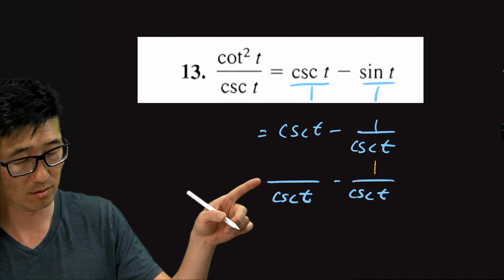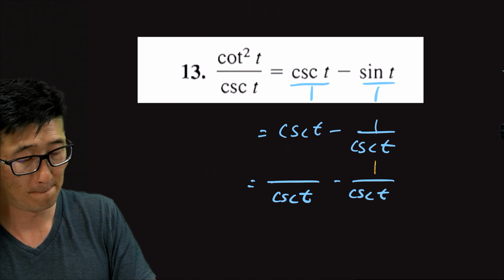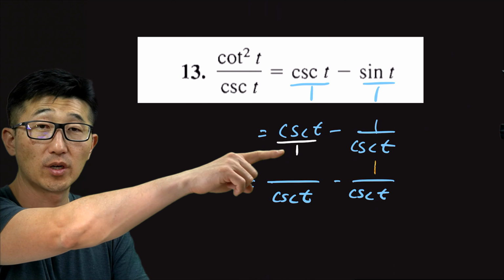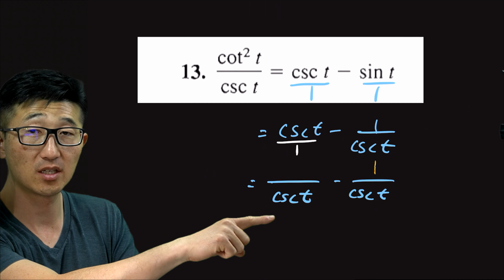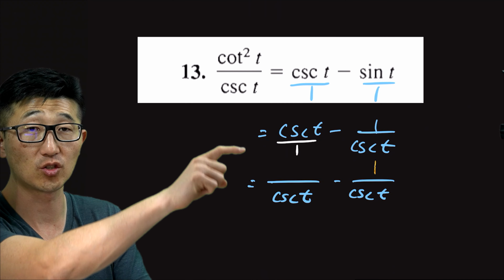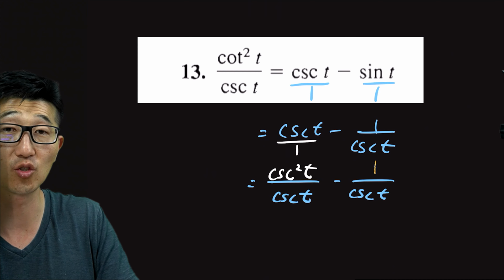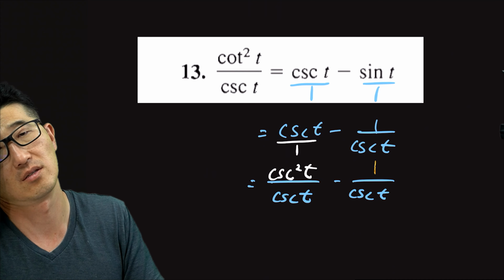So you flipped it over, or not flipped it over, cosecant t. Remember, there's a 1 here. If I need a cosecant t on the bottom, don't I have to multiply that to the top as well? Yes, you'd also. So this will become cosecant square t. Do you see that?